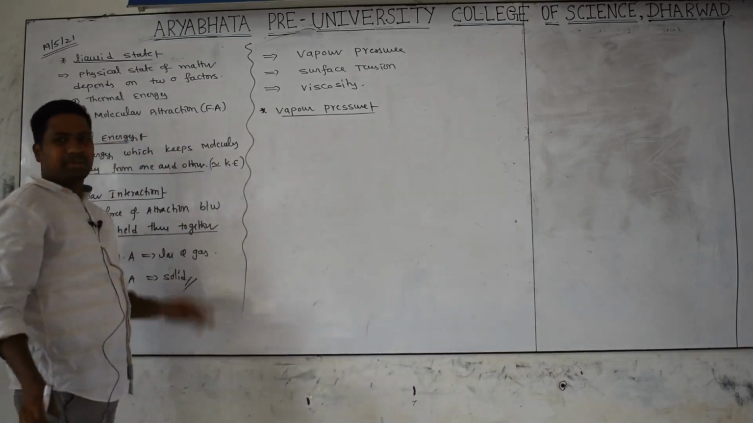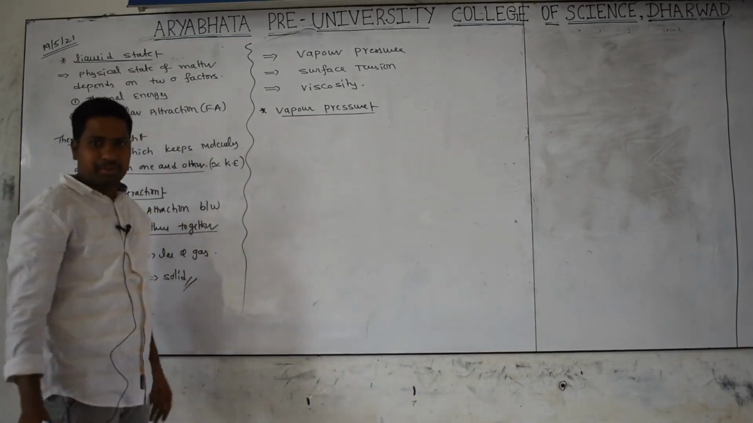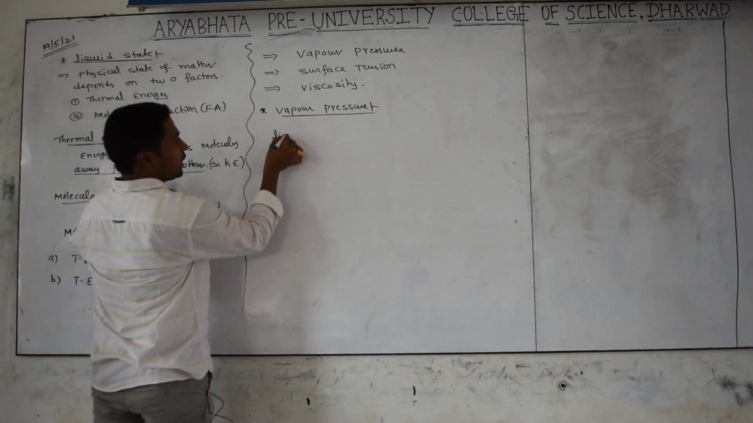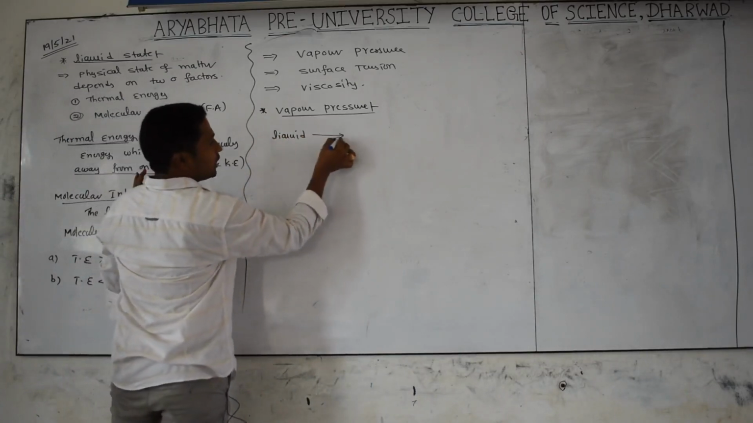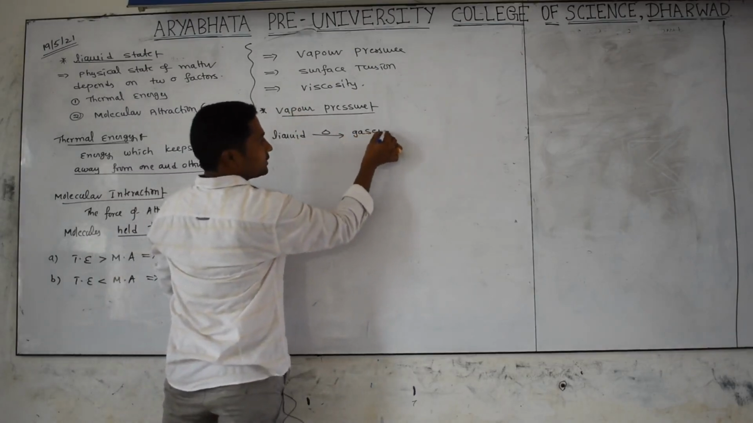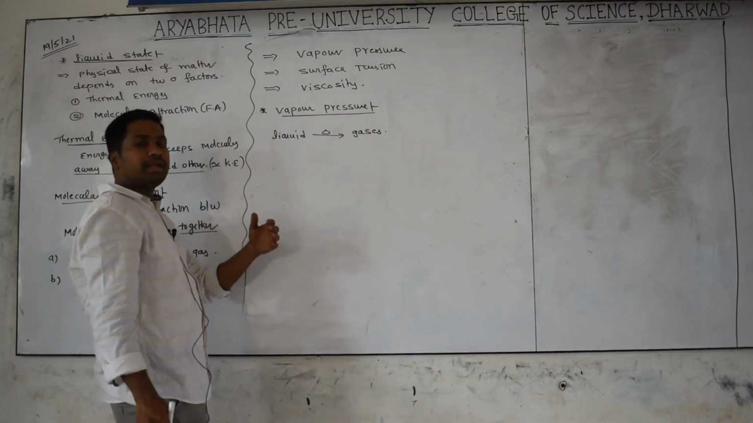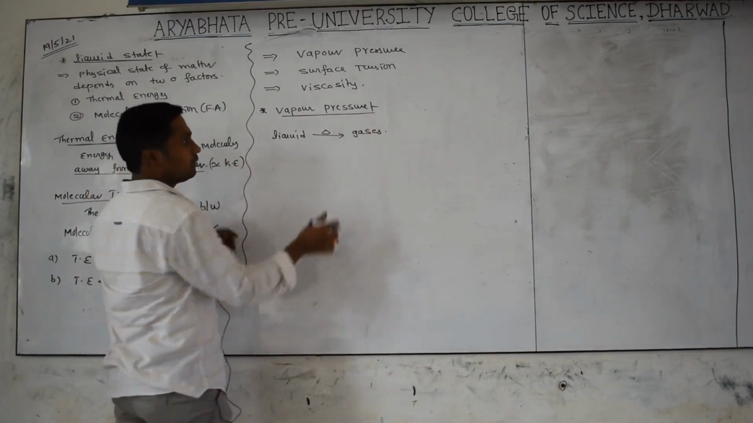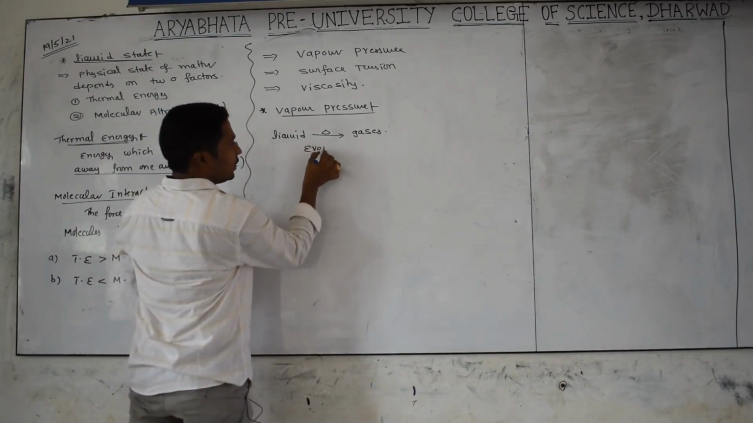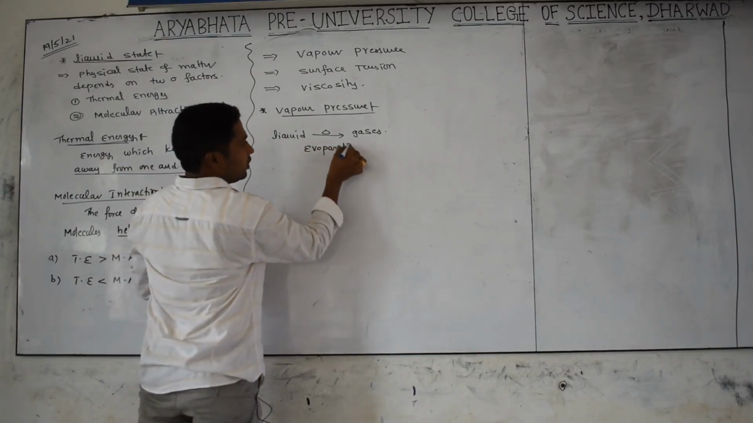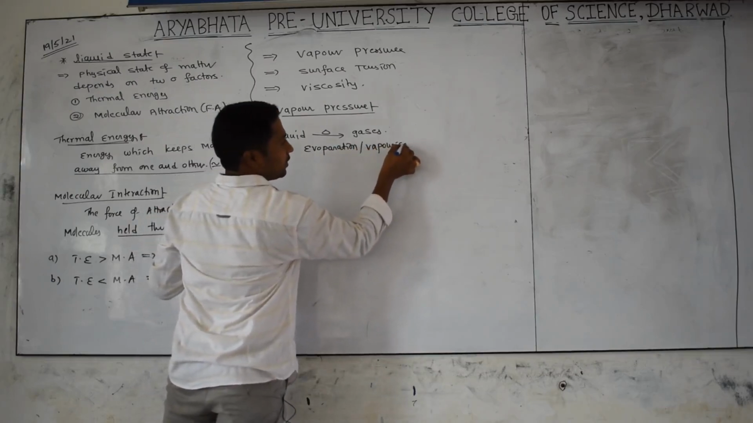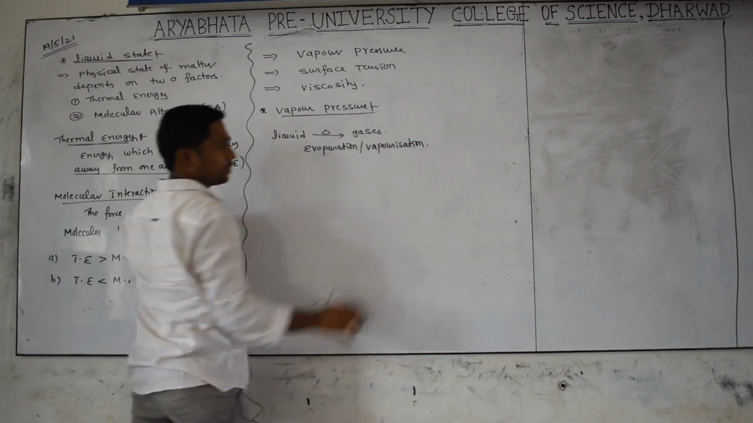We are learning vapor pressure, but what is the meaning of vapor pressure? For example, you have liquids, and you keep on heating. Then they convert into which one? Gases. Liquids on heating become gases. The phenomenon is called evaporation, also called vaporization. Both are very, very important.